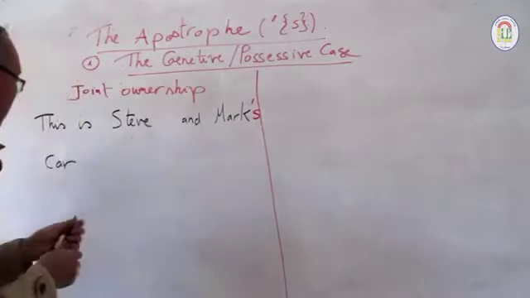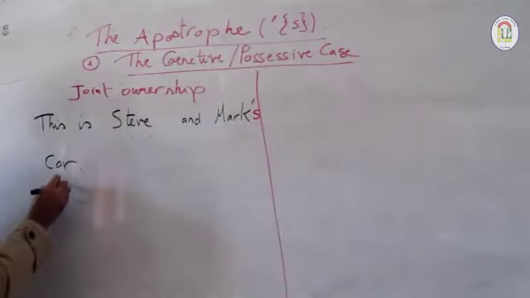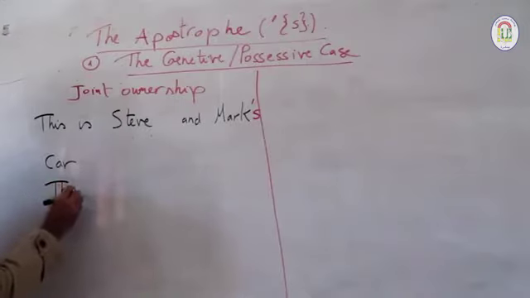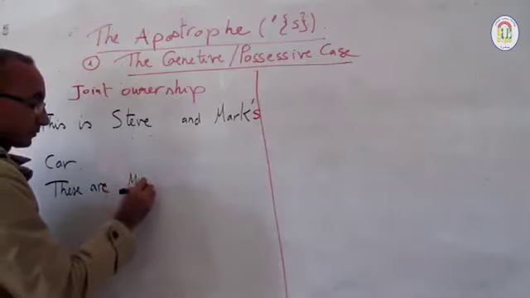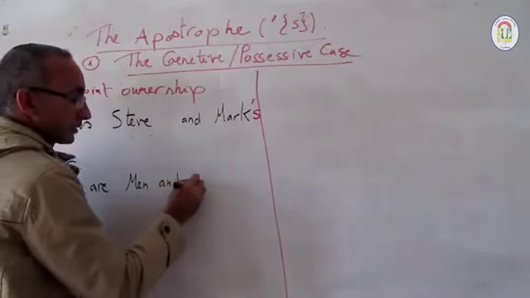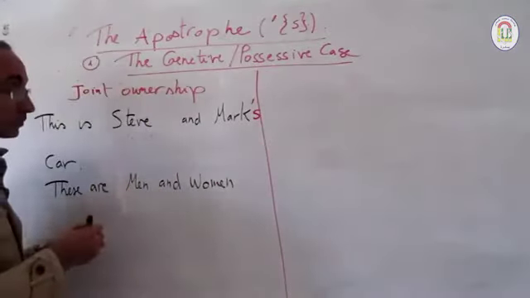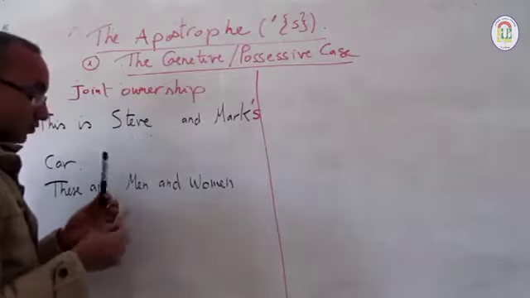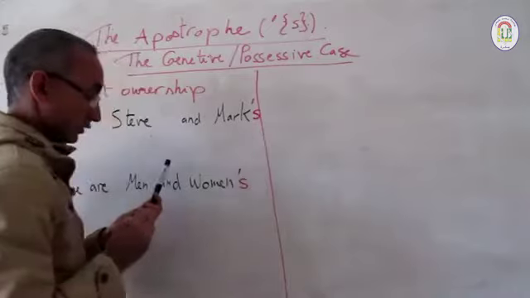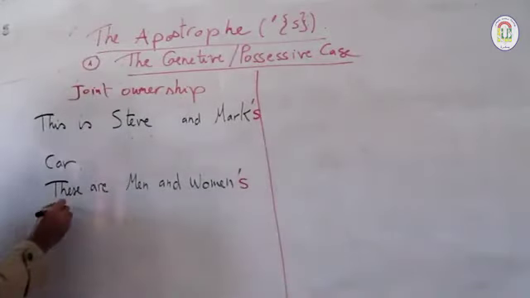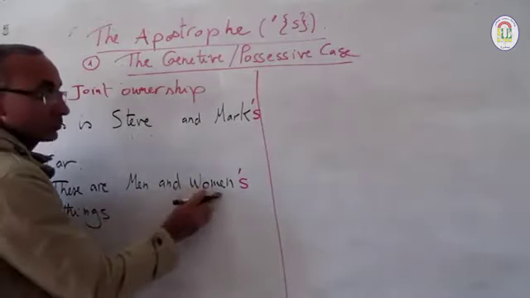For example, I write: these are men and women's example things. Here I have irregular plural nouns with the same form.